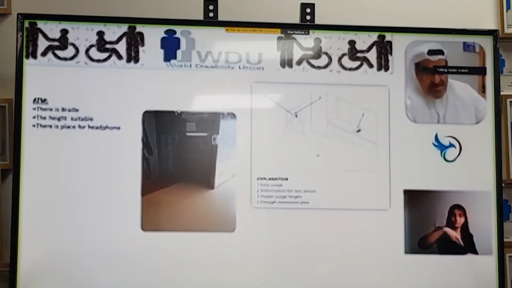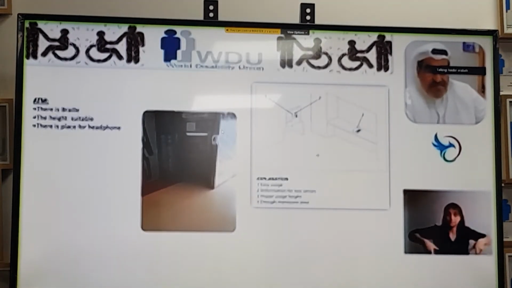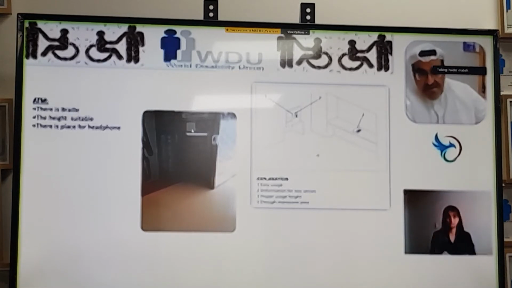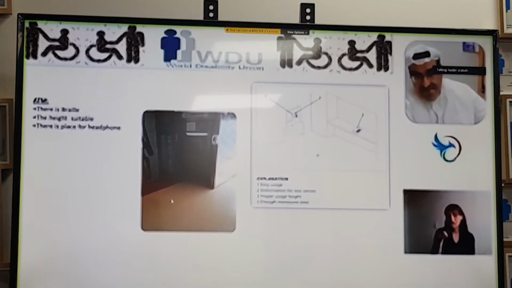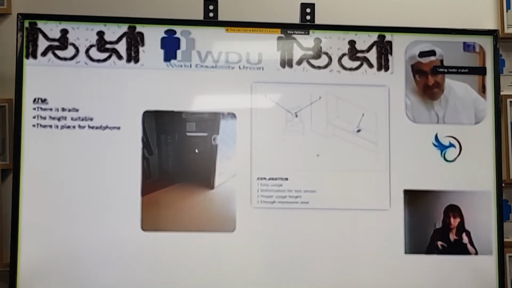Okay, this is the ATM machine. Of course, the ATM machine has to be easier to use for the disabled. So this area inside, I hope you can see it here. The wheelchair will go inside, and then he can press very easily and collect the money.